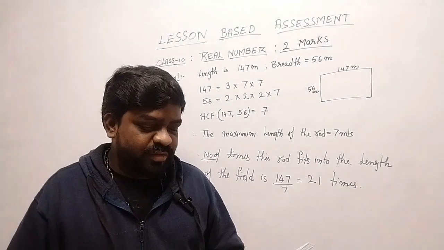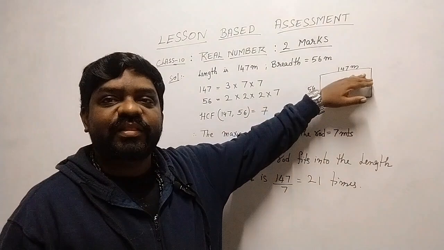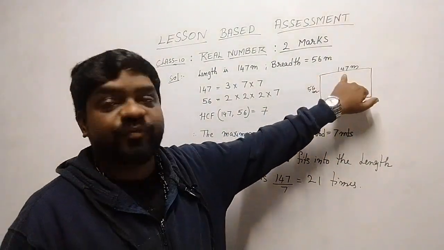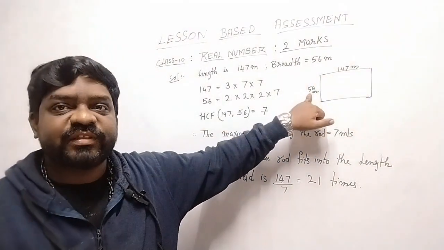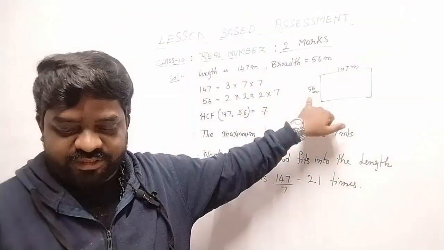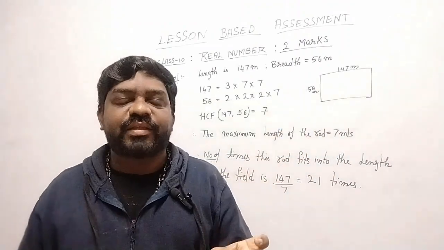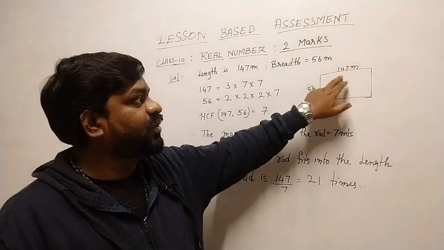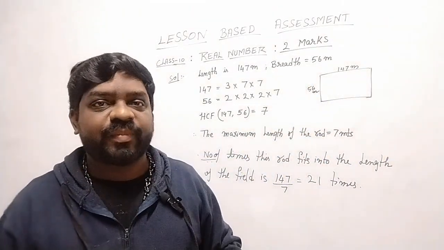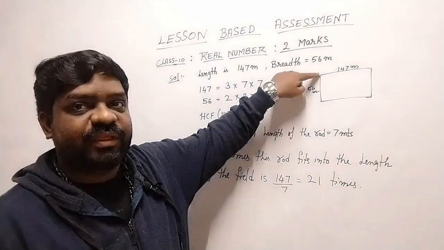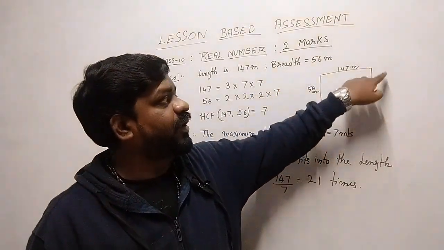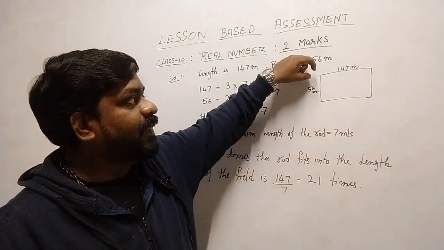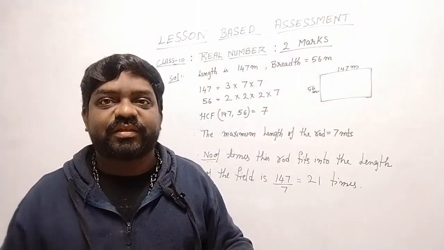Let us understand the question. They are given the length and breadth of a rectangular field. Length is 147 meter and breadth is 56 meters. We need to calculate the length of the rod which measures both length and breadth exactly. For example, if we start measuring from here and go around the rectangular field and end at the same point, it should measure exactly.